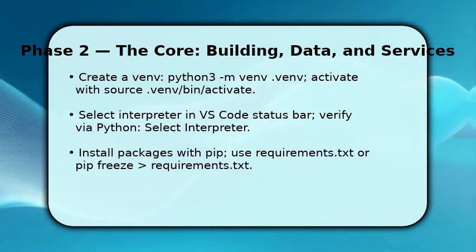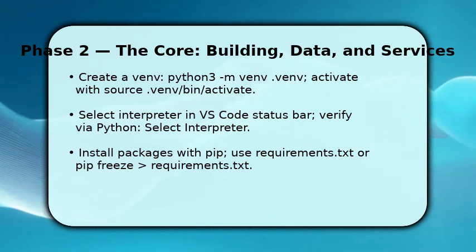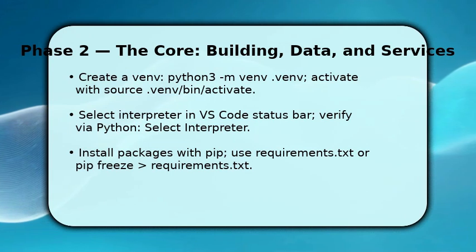Next, tell VS Code to use that interpreter via the status bar or Python: Select Interpreter, which enables the right linting and debugging behavior. Then install libraries with pip install and manage them with requirements.txt, so collaborators reproduce your environment.